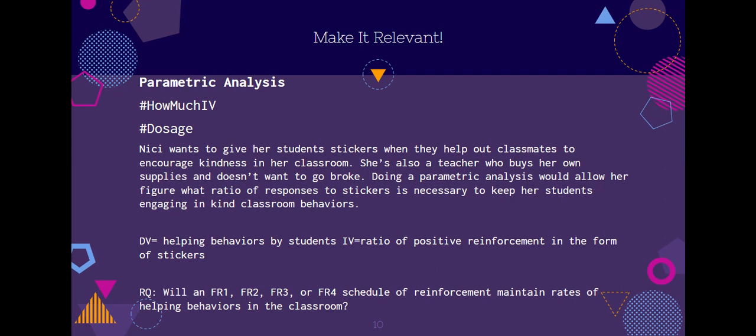For Nikki, her dependent variable would be helping behaviors from her students, and her independent variable would be the ratio of positive reinforcement in the form of stickers to responses of her students. So a parametric analysis research question here might be, will an FR1, FR2, FR3, or FR4 schedule of reinforcement maintain rates of helping behaviors in the classroom?